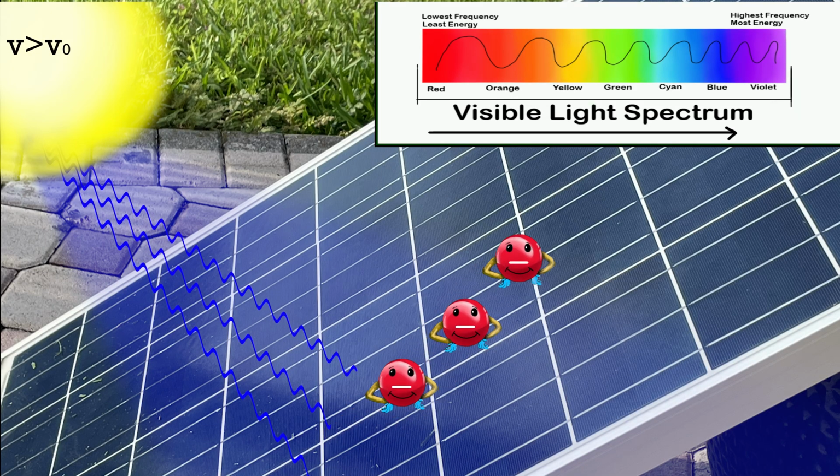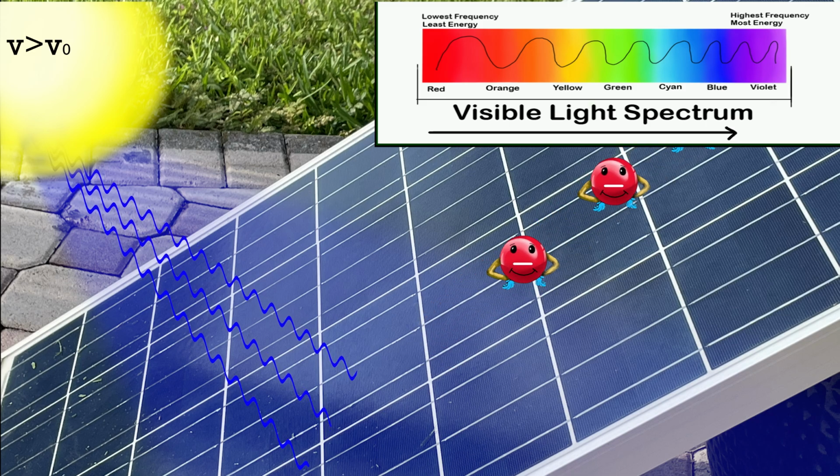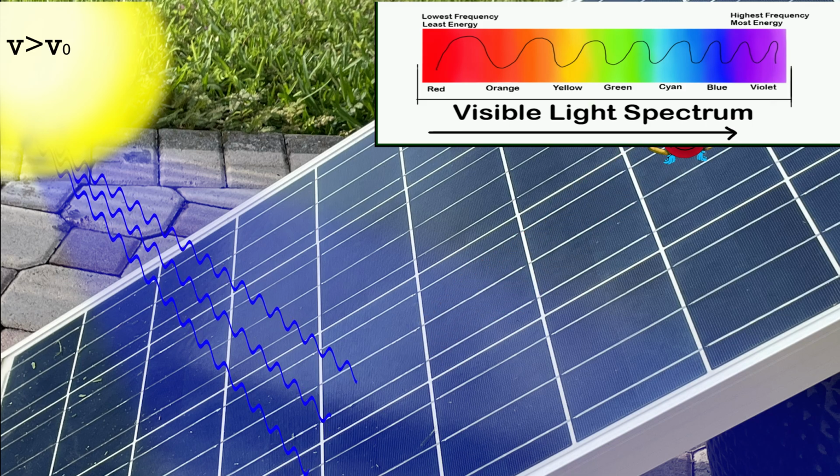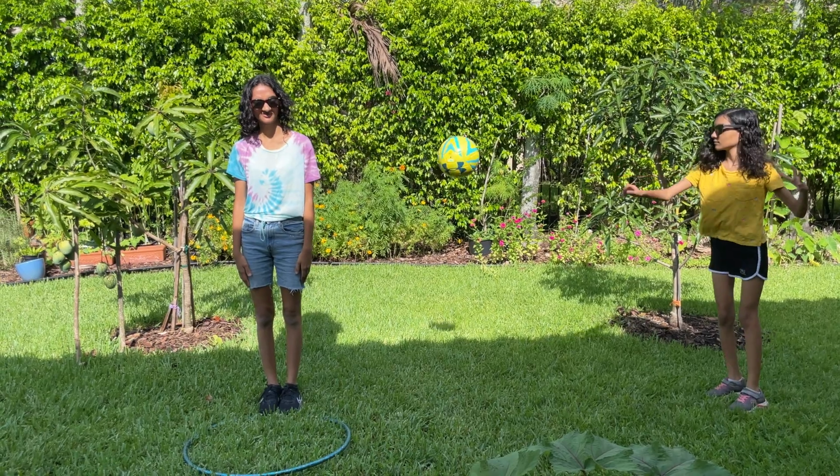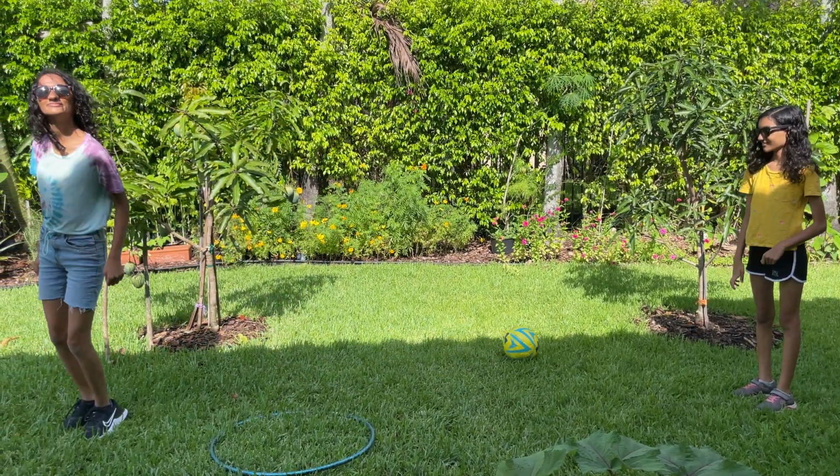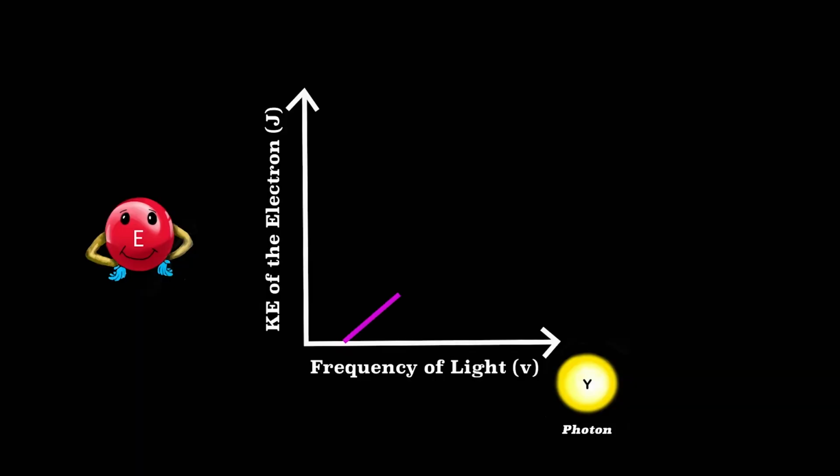If the frequency of light V is at or above the threshold, the electrons will be able to eject from the surface of the metal. So when my sister throws a ball with a higher force or frequency above the threshold, I jump out of orbit. The higher the light frequency, the higher the kinetic energy of the ejected electrons.